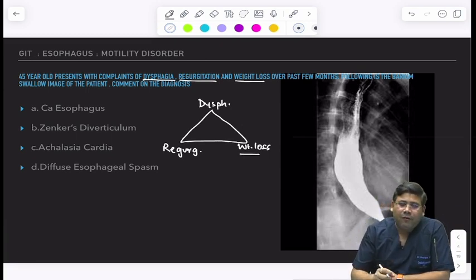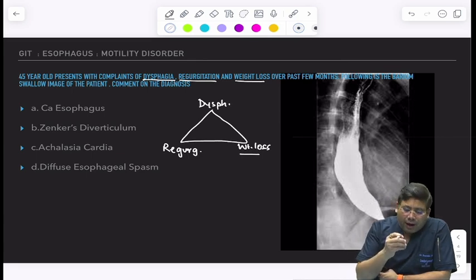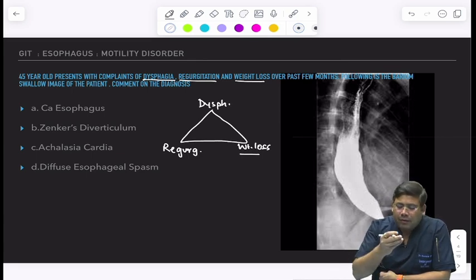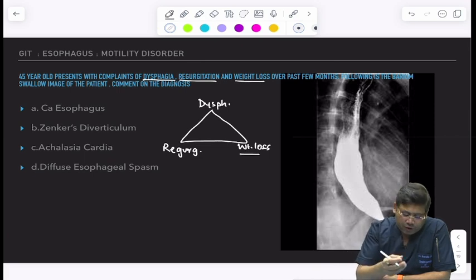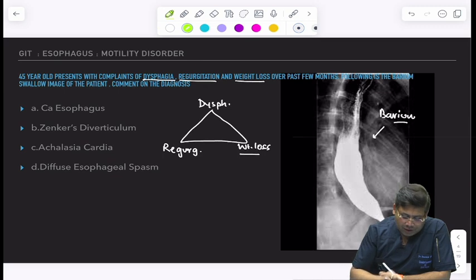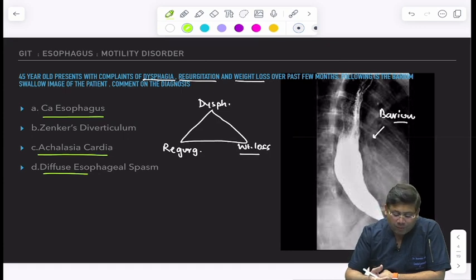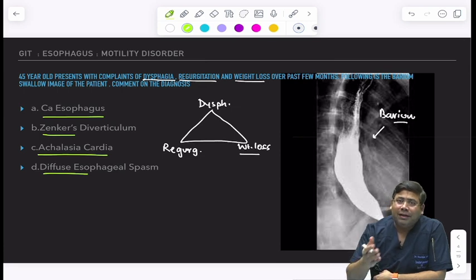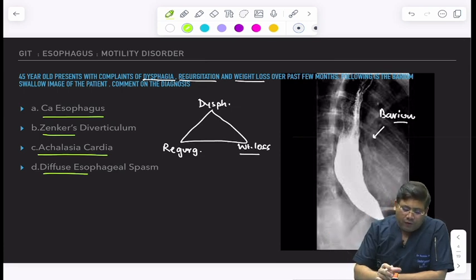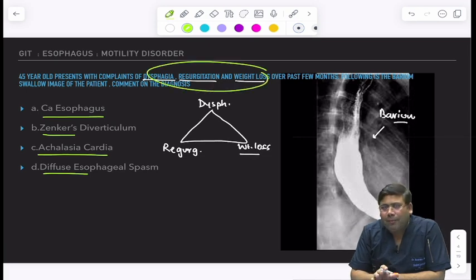Whenever you have such a presentation, you need to understand, am I provided with some other significant information in the question? Yes, if you see the barium image, now you can see a classical smooth tapering. Don't say that CA esophagus can also present with this, achalasia can also present with this, and even early cases of diffuse esophageal spasm can also present with this. Even Zenker's diverticulum could present with intermittent dysphagia with halitosis. However, if only this much information is given, you cannot comment on the diagnosis.